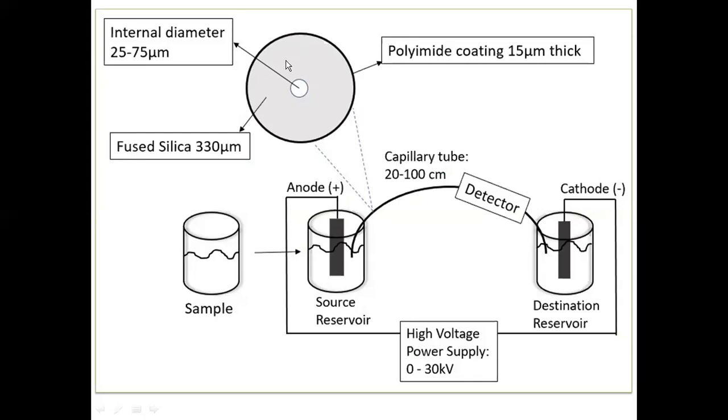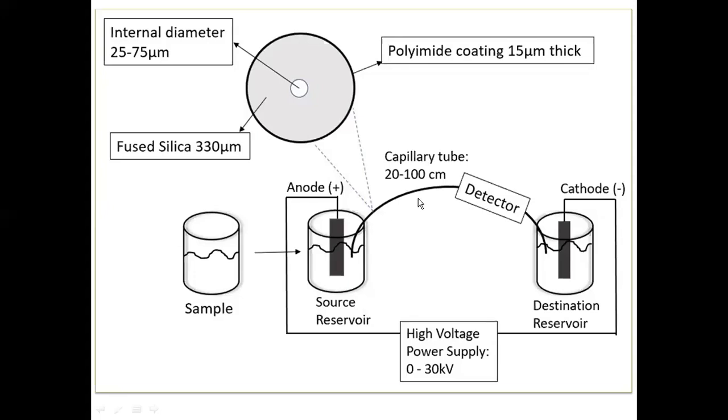Because this is made of fused silica, from the inner circumference to the outer circumference of the capillary tube, the thickness will be around 330 micrometer. This thickness also matters here. Not only the internal diameter, but also this thickness matters. So let us see how it is going to play a significant role. As the thickness is increased, what is going to happen? As the internal diameter is increased, what is going to happen? Let us see that later.